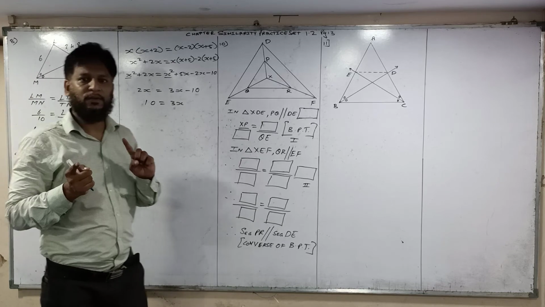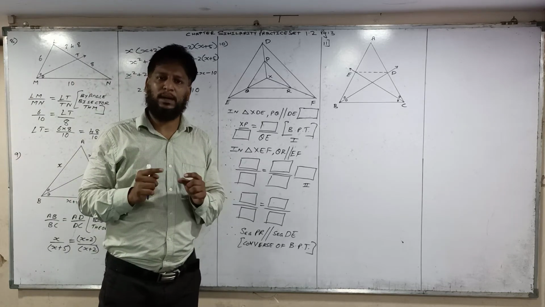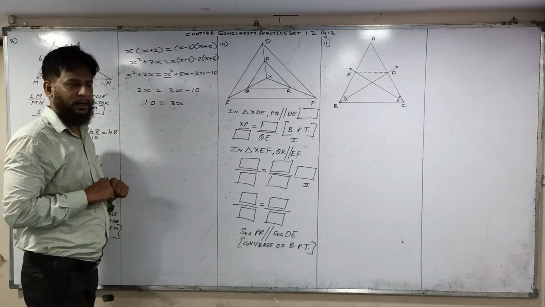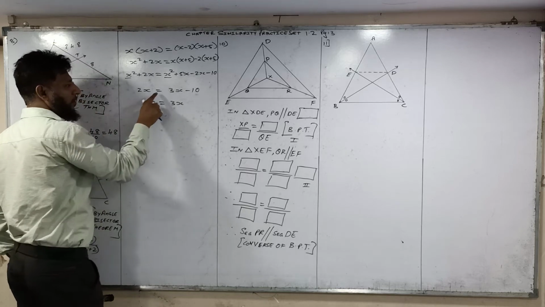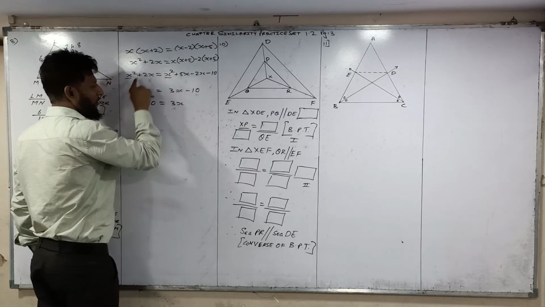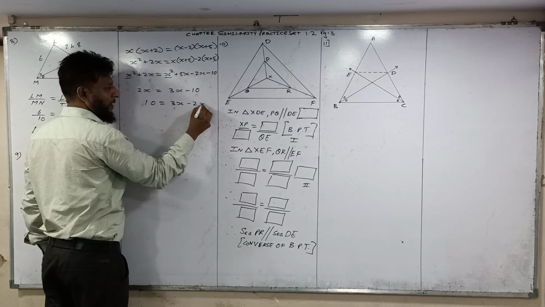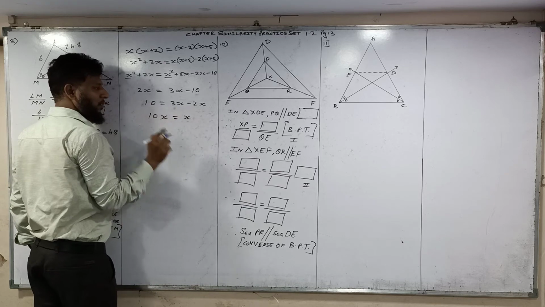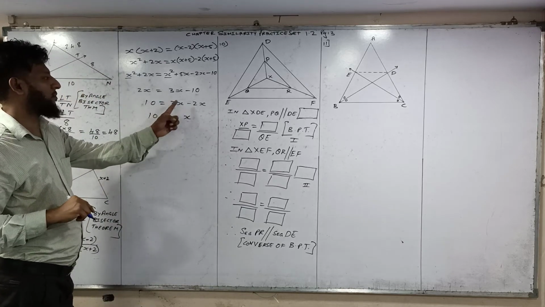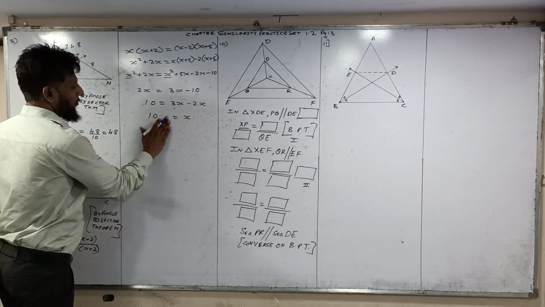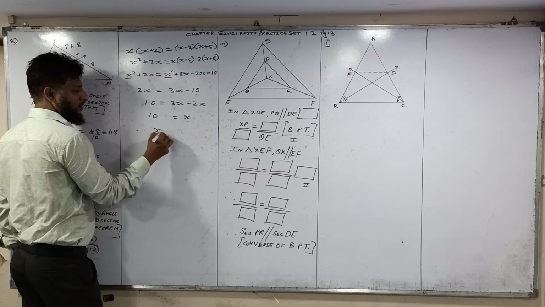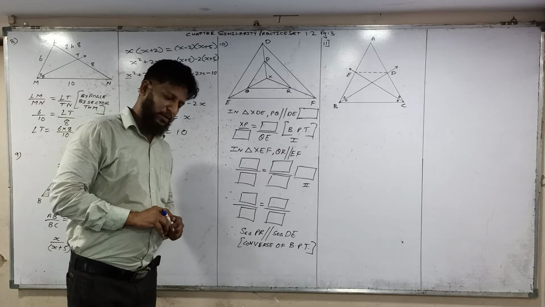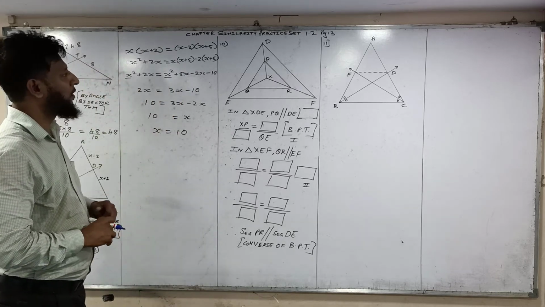When things go from left to right of the equal sign, if it is plus then it becomes minus, if it is minus then it becomes plus. If it is multiply then it becomes divide, if it is divide then it becomes multiply. So 2X will come here as minus 2X. 3X minus 2X, only X will be left. So this is 10. Therefore X is equal to 10. You have to find the value of X.